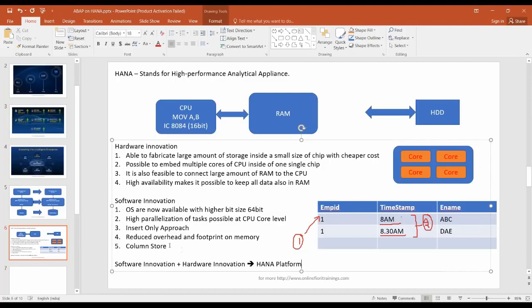Now coming back to the point of column store, what is the advantage of column store and how is it different from the row store?